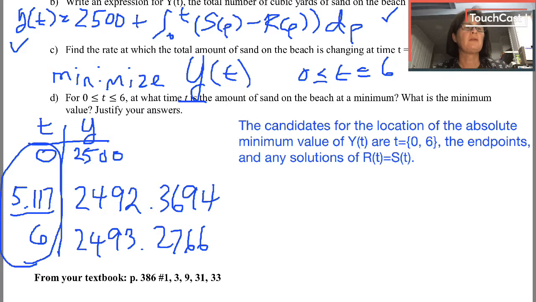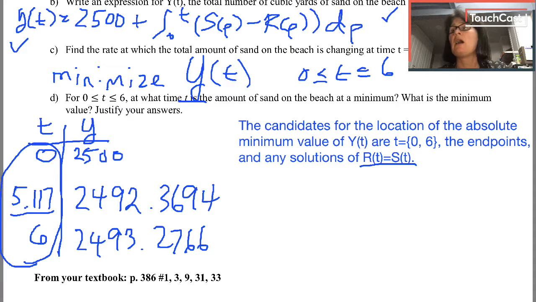I'm going to type it up. All right, this is the first half of my answer. I'm giving my reason why I only had to check time 0, time 6, and time 5.117. I say the candidates for the location of the absolute minimum value of y of t are times 0 and 6, the endpoints, and any solutions of r of t equals s of t. This part, you could have written anything that's equivalent.